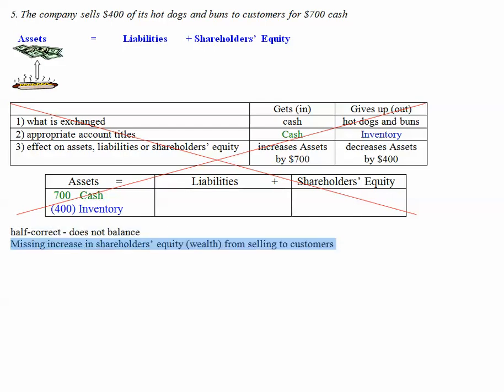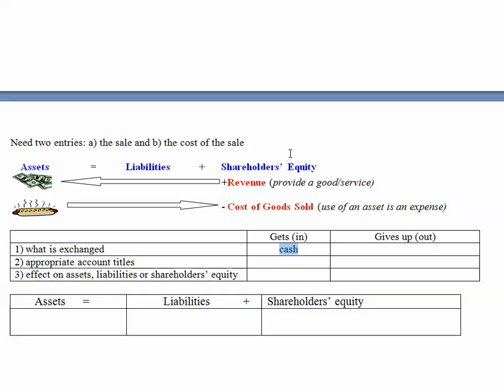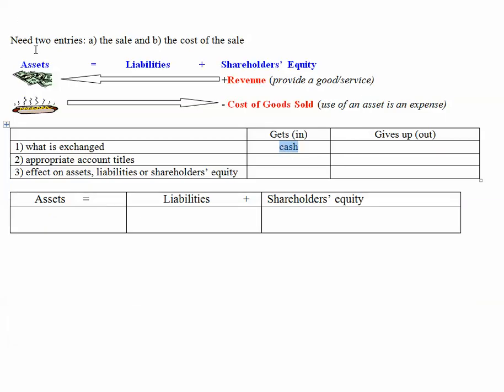So how do you go about doing the correct answer? Well, what's missing here is we haven't reflected the fact that when you make a sale to customers, you're increasing the shareholders' wealth. And if you look under this column, we're showing nothing. So let's go through how you would do it correctly. What you need to do is actually make 2 entries. You have to record the sale, I call that the good entry, and then you also have to record the cost of that sale, the bad entry.